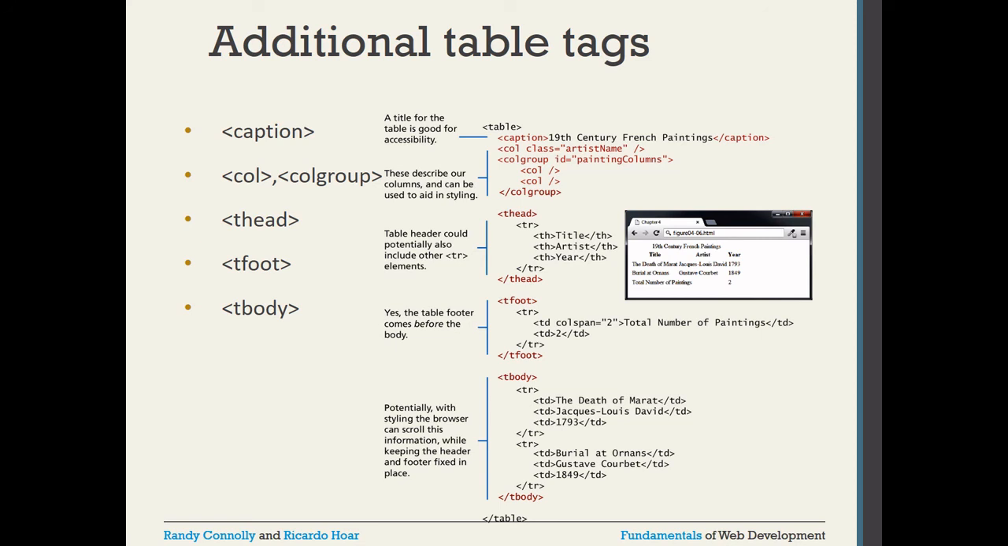And another thing is the tbody. So this is generally potential with the styling of the browser, and it can scroll the information while keeping the header and the footer fixed in place. So that is called the sticky kind of thing. In one place we can put the header and the footer and another information. If you want to scroll, then we can go ahead with the help of the tbody. So these are the additional table tags that are more popular.